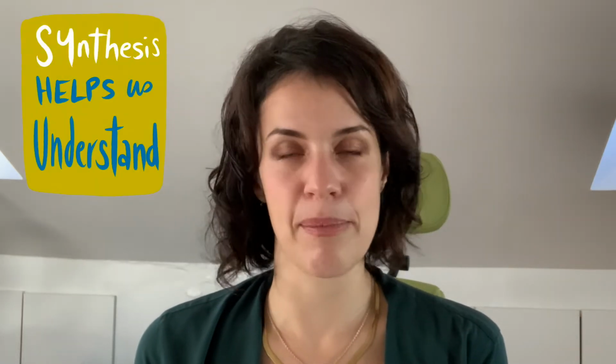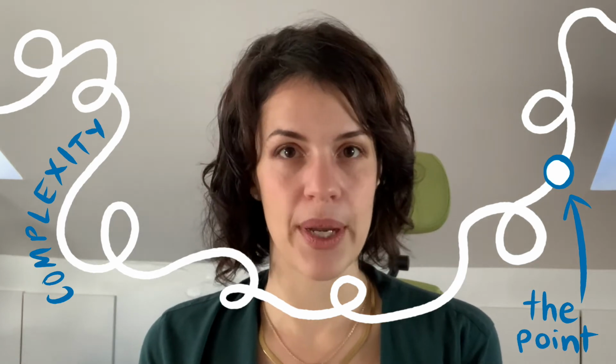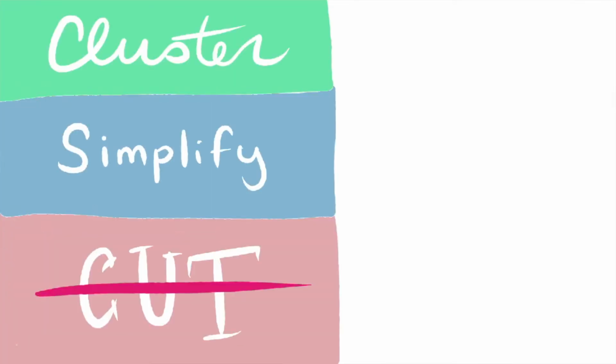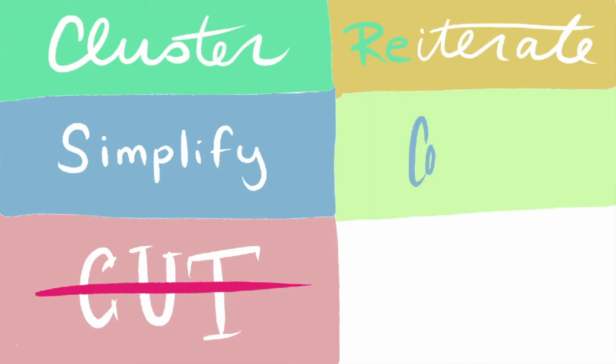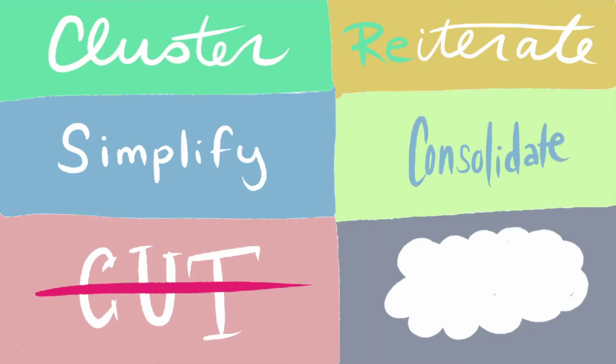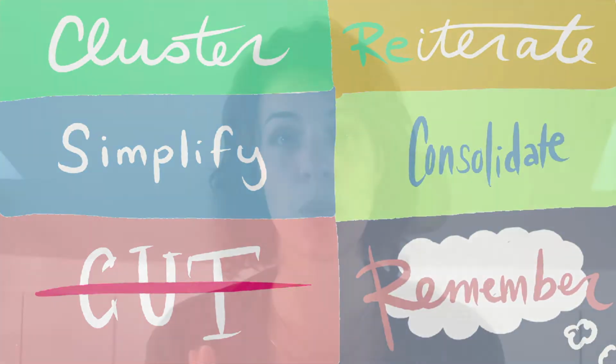So why do we do synthesis? First of all, it's so we can better understand things. When we have a lot of information and it's complex information, it's hard for us to get the point and then remember the point. But by taking all the common messages, clustering them, simplifying them, and then basically cutting until you have just what's essential, you create points that are reiterated, that are consolidated, and that are easy to remember. That's the easiest way for an audience to remember what you're talking about.